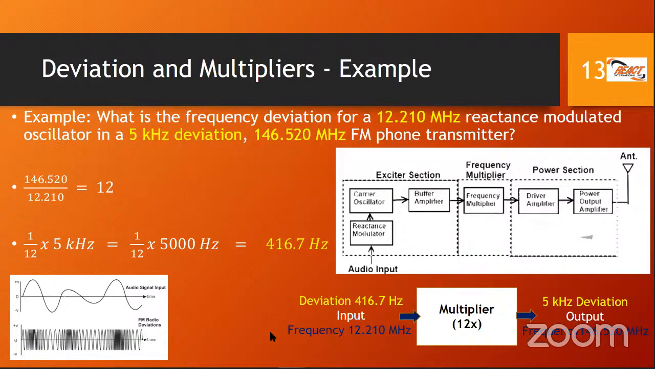Because we're passing the signal that we generate through our multiplier to end up with the frequency we want, notice that the deviation is also multiplied, and we have to take that into account to reduce the deviation so that when it's multiplied by 12, we end up with the correct deviation and we don't end up with an over-deviated signal.